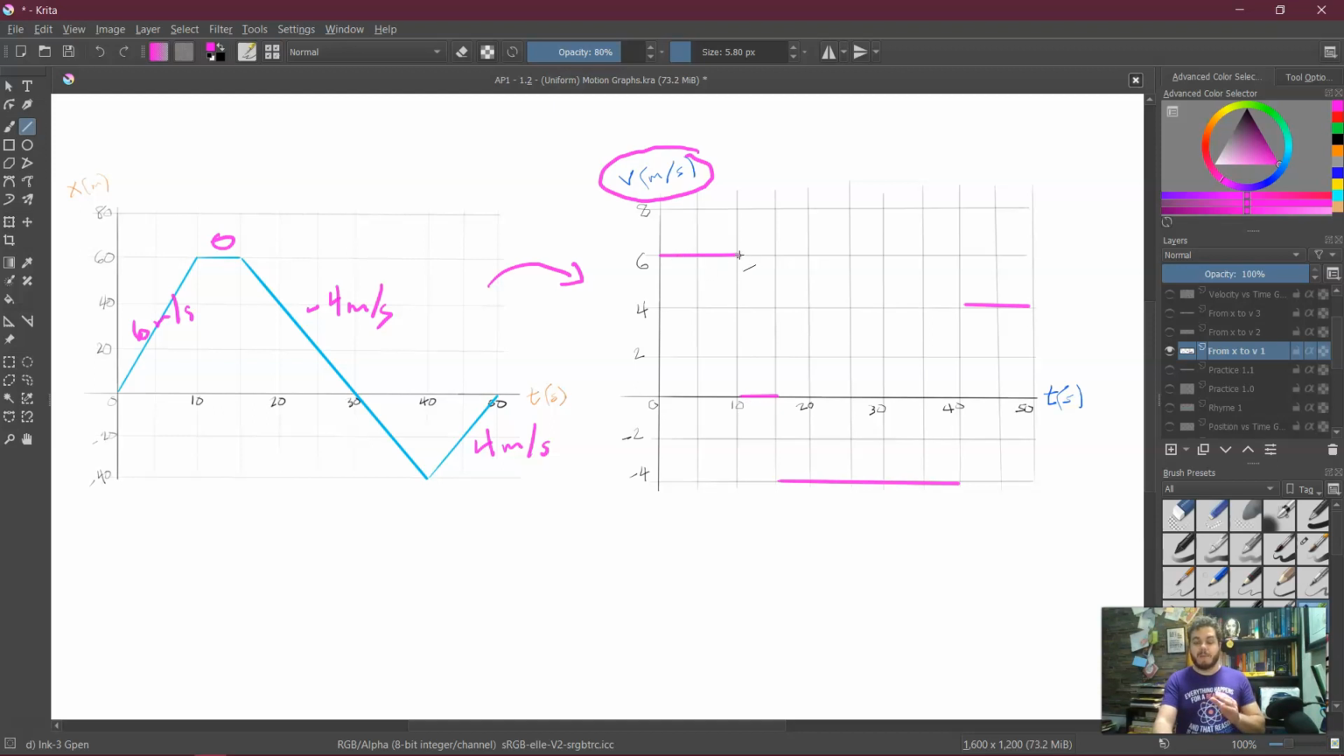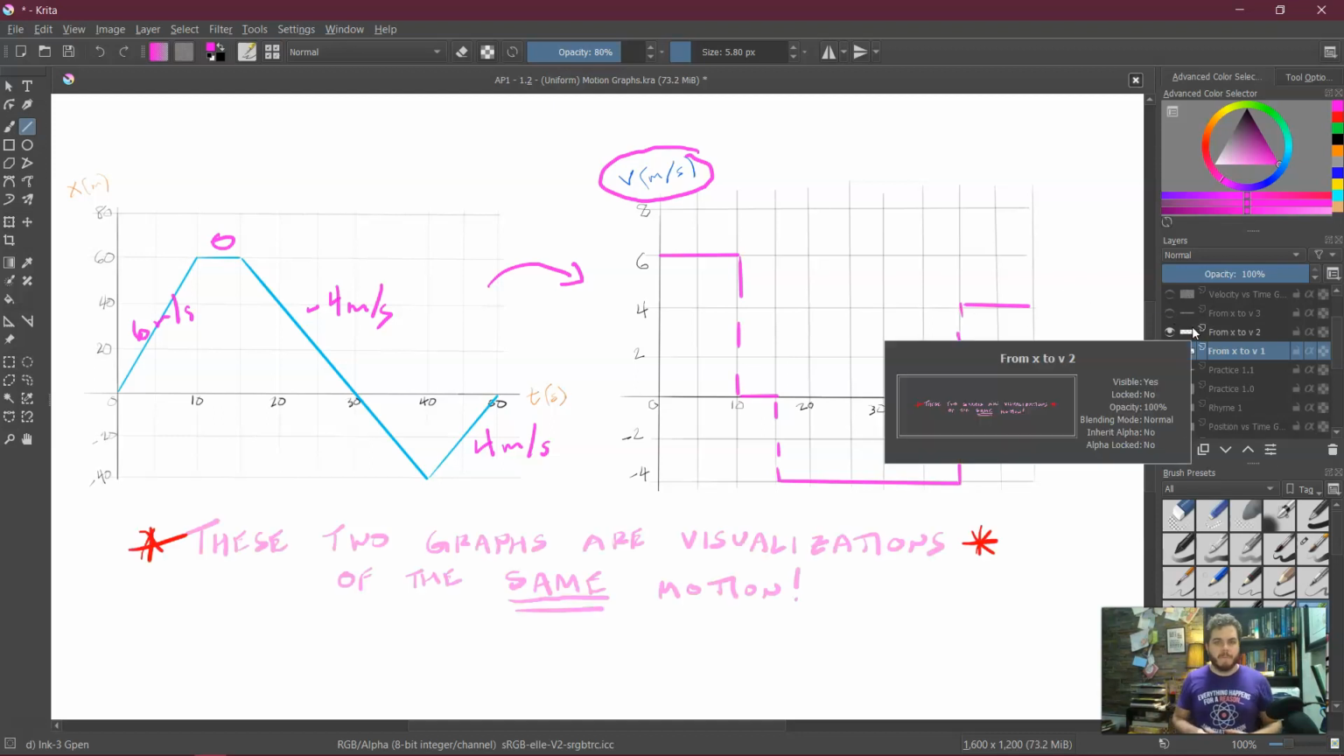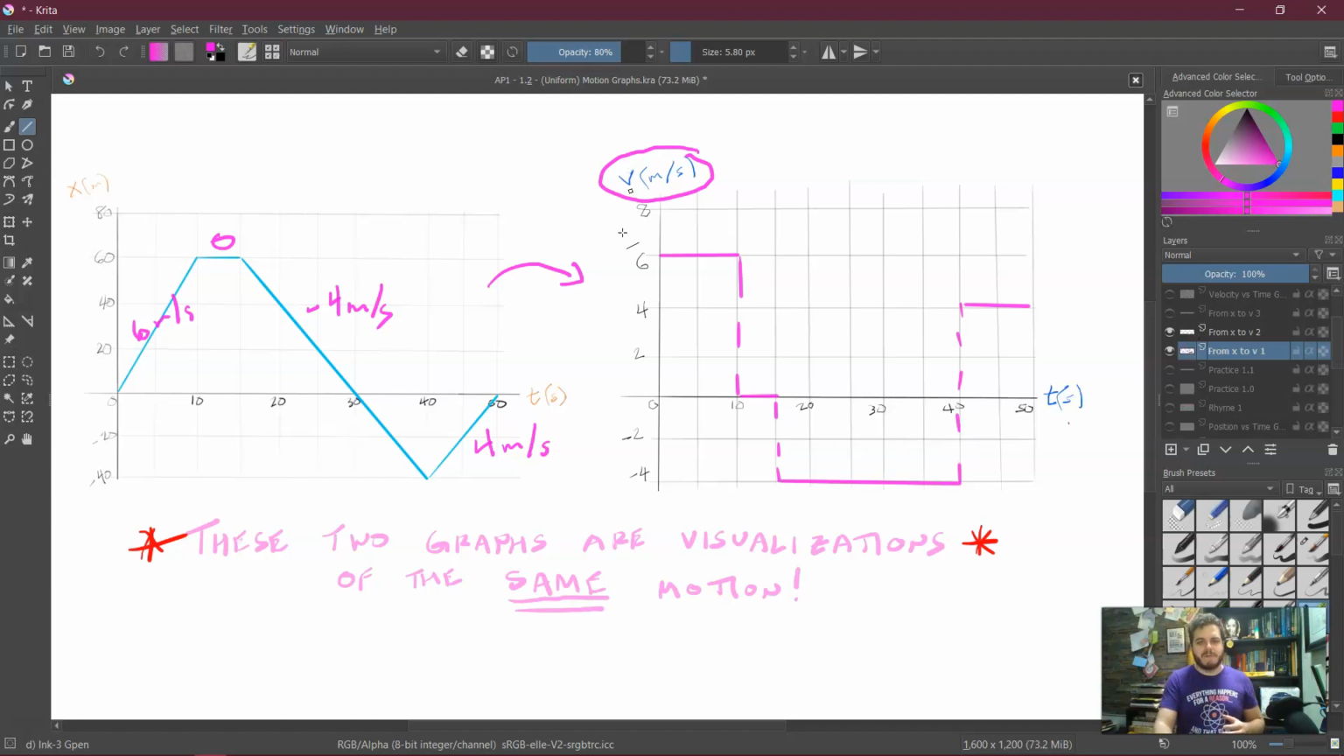So if you have an immediate jump in velocity like this, we don't usually draw it as a straight line. We usually draw it as a dashed line to let us know, oh, we've immediately jumped from one velocity to the next. But the key thing we need to know is that these two graphs are representations, visualizations of the exact same motion. This is the same object in this graph and in this graph, but they're showing us different information.